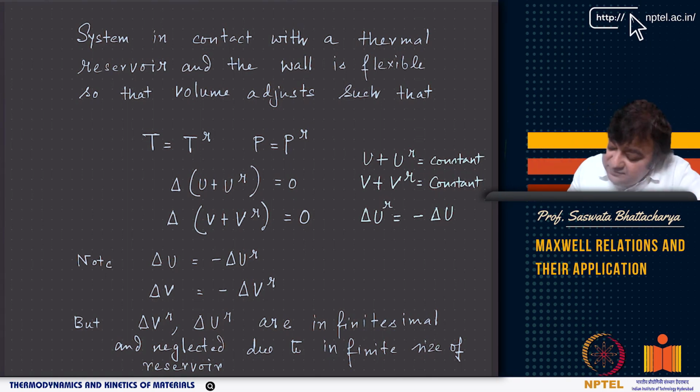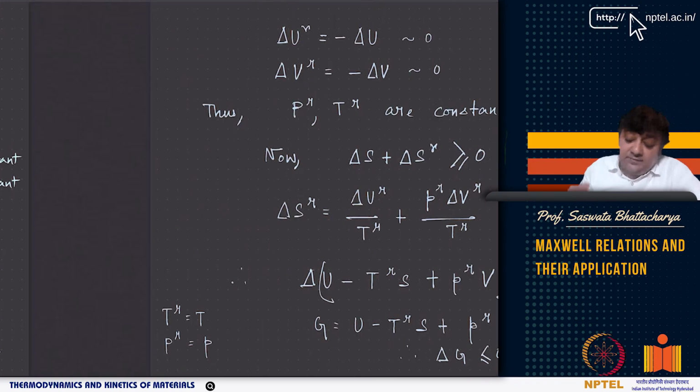So delta UR equals minus delta U, but delta VR and delta UR are infinitesimal and neglected due to the infinite size of the reservoir. This is a very important point, that delta VR and delta UR, although they are there, are infinitesimal and they are neglected because of the infinite size of the reservoir, right? Although this relation is indeed true, that delta U equals minus delta UR or delta V equals minus delta VR. So these are true, but delta UR and delta VR are very small, right?